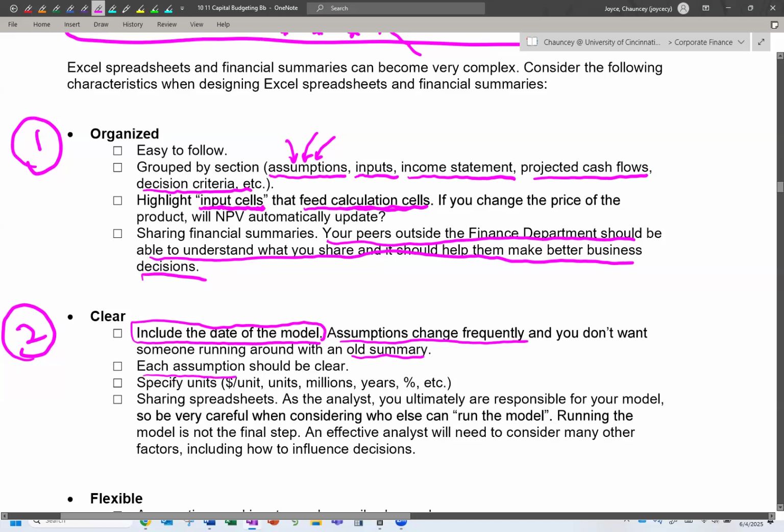Assumptions should be clear. Specify units. Is it $1 per unit? Is it a number of units, millions of units, or millions of dollars? Are they years, percentages, etc.? Just be super clear on your units.